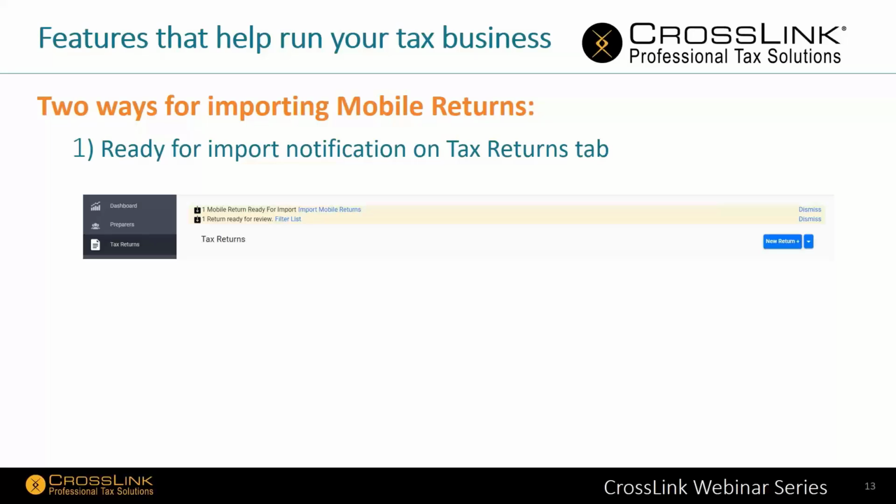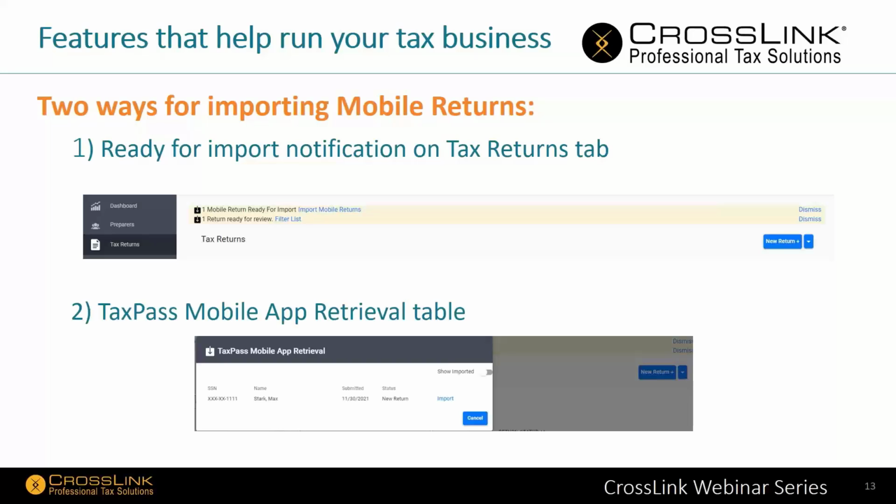You're going to get notified again on that tax returns tab. At the top, you're going to see, just like we see here, one mobile return ready for import. It's going to notify you right there, and you can just click import. And we also display to you within that blue arrow on the right of the new return button, you can click TaxPass mobile retrieval. And it will show you a whole table of your tax returns that you've imported or are waiting to be imported. So again, we're drawing that notification to you right away that you need to import your tax return, and you can also manage the different ones you've imported.